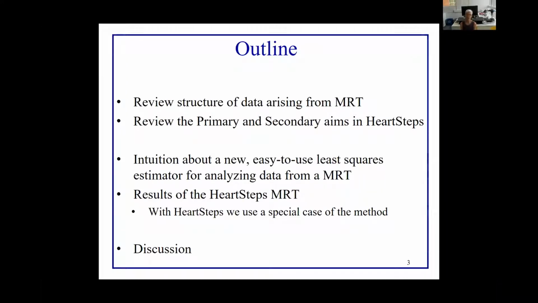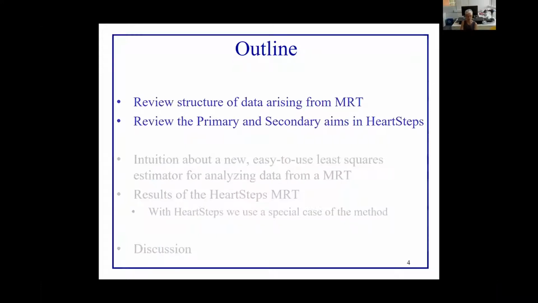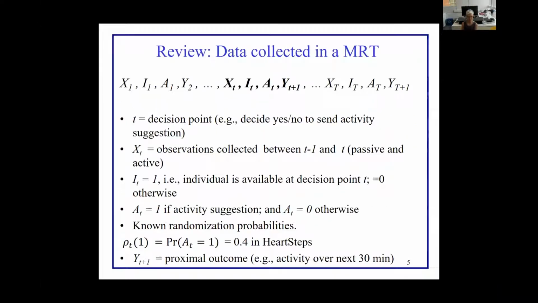So what I'll do is I'll start off with reviewing the structure of the kinds of data we're going to be seeing after we would run a micro-randomized trial. So essentially you see at the top of the screen, I'm not sure if you can see my mouse. Can they see my mouse? Ashley? No. Okay, so at the top of the screen, there's a row of variables, and this is what you would get from each individual, each participant in the study.